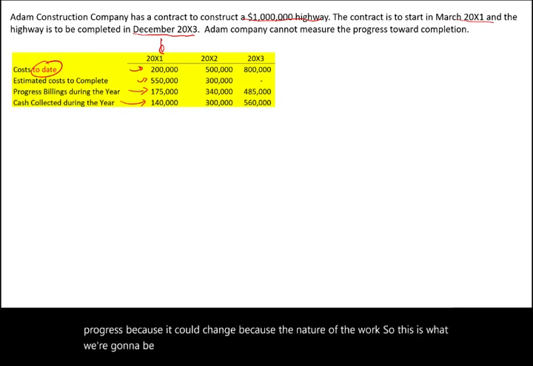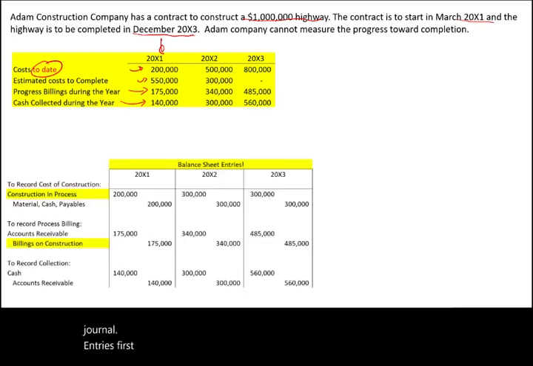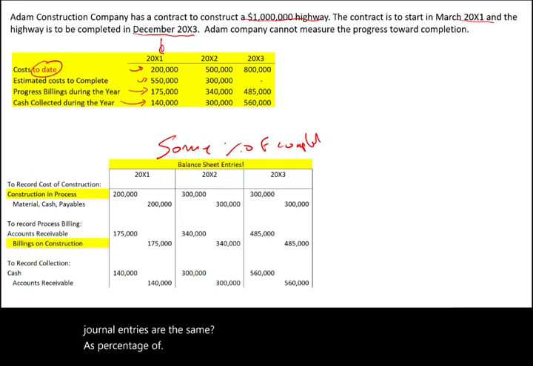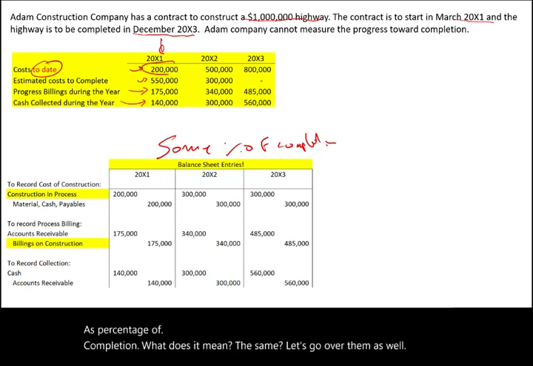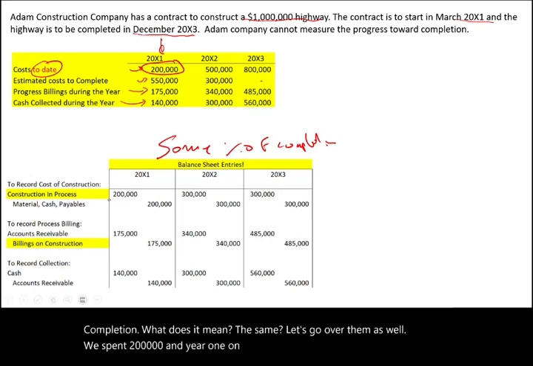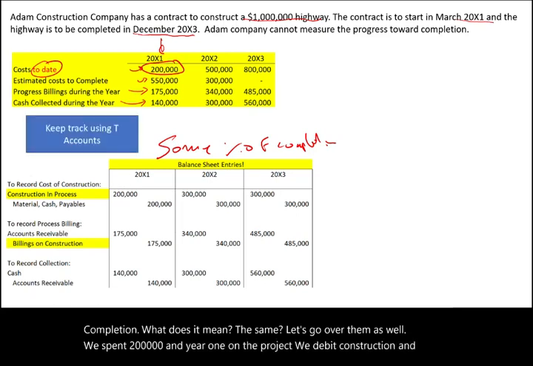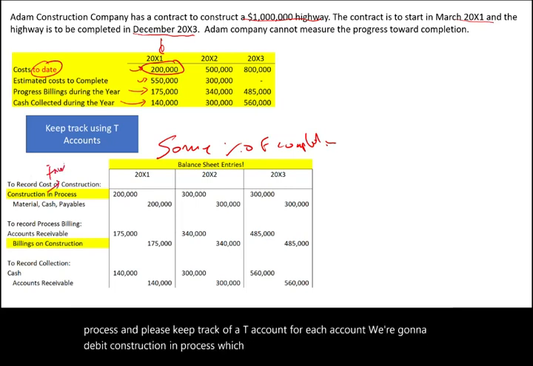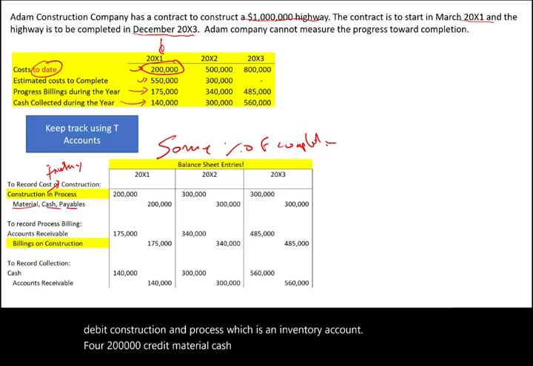So we're going to go ahead and look at the balance sheet journal entries first. Well, guess what? Balance sheet journal entries are the same as percentage of completion. What does it mean? The same. Let's go over them as well. We spent $200,000 in year one on the project. We debit construction in process. And please keep track of a T account for each account. We're going to debit construction in process, which is an inventory account, for 200,000, and credit material, cash, payable, whatever we paid. This is for the 200,000.